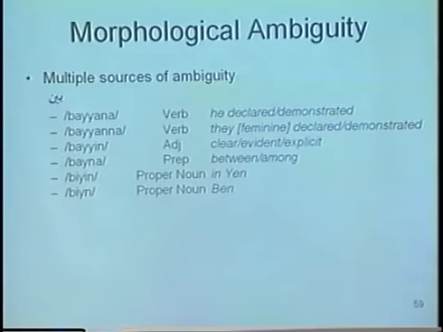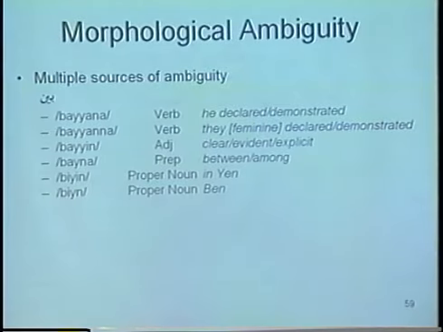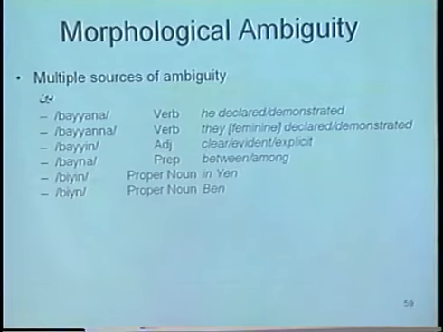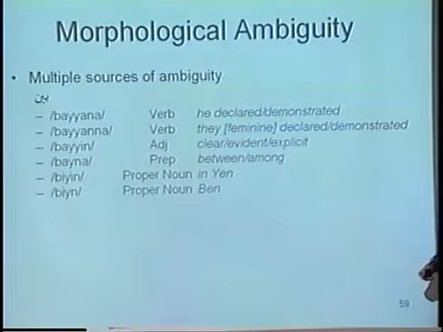So here's an example where you get multiple sources of these ambiguities all interacting. This is a three-lettered word, B-Y-N, and you could have these different readings: bayyana, he declared, demonstrated; bayyanna, they, feminine plural, did that; bayyin, bayna, bi-yin, and bin, as in the name, Ben.